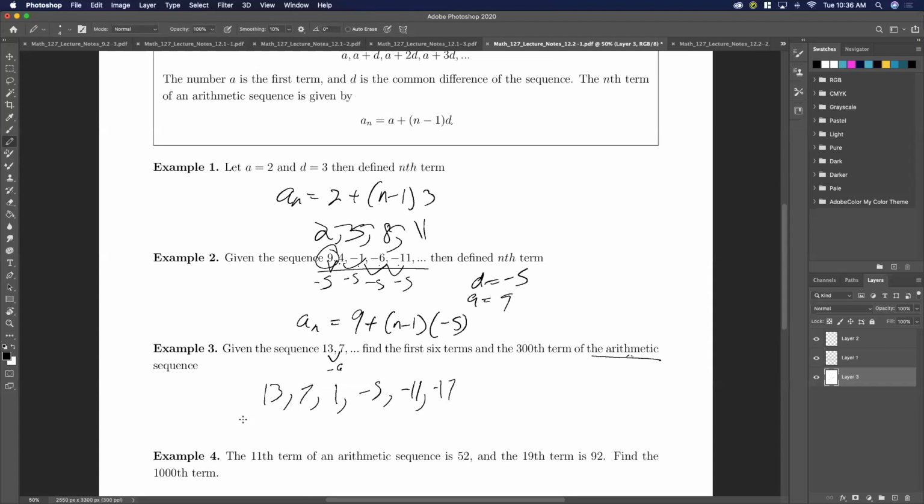And so notice here we can crunch out the terms, and if I wanted to find the 300th term of this, I just write out my general formula, it would be 13 minus 6 times n minus 1. Hold on, I said minus, did I write it? No, n minus 1. So the 300th one of this would be 13 minus 6 times 299.